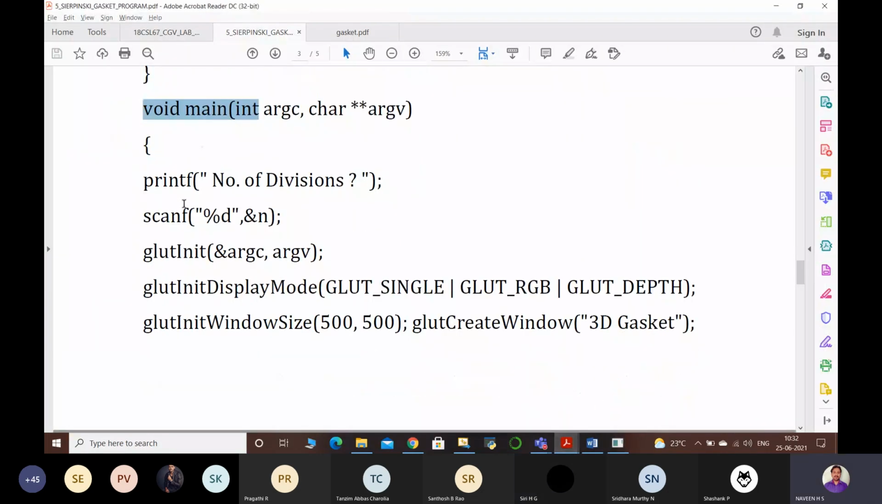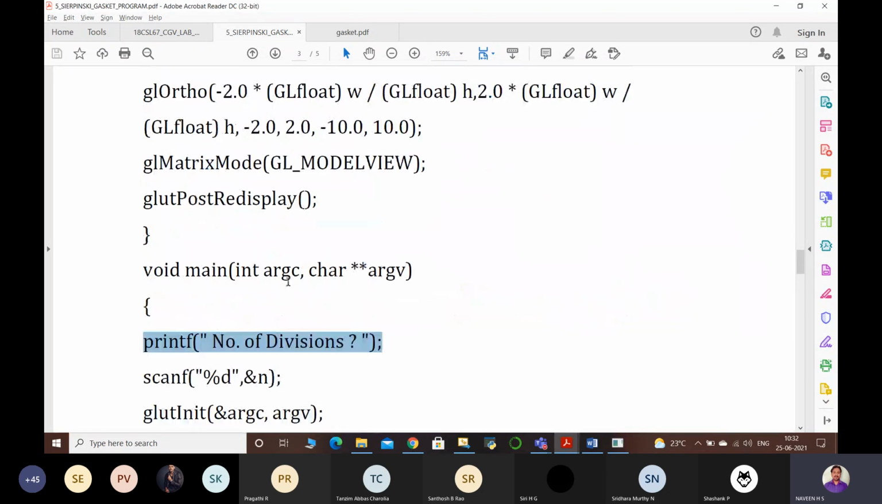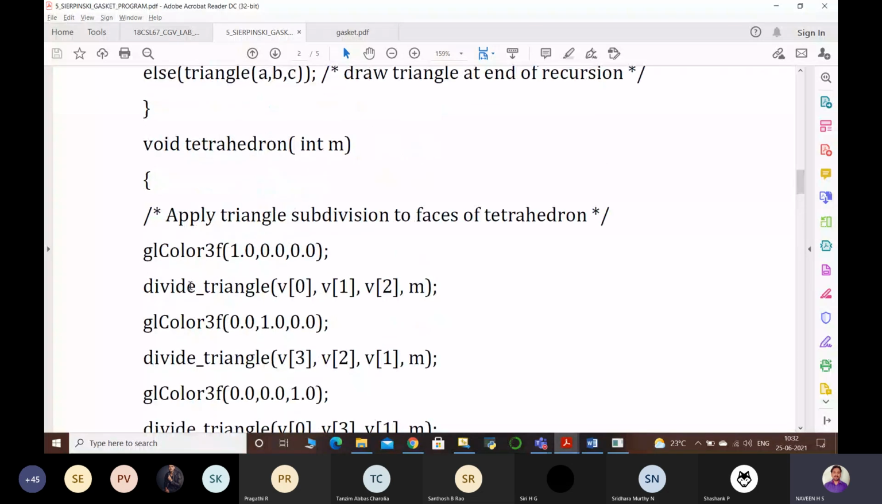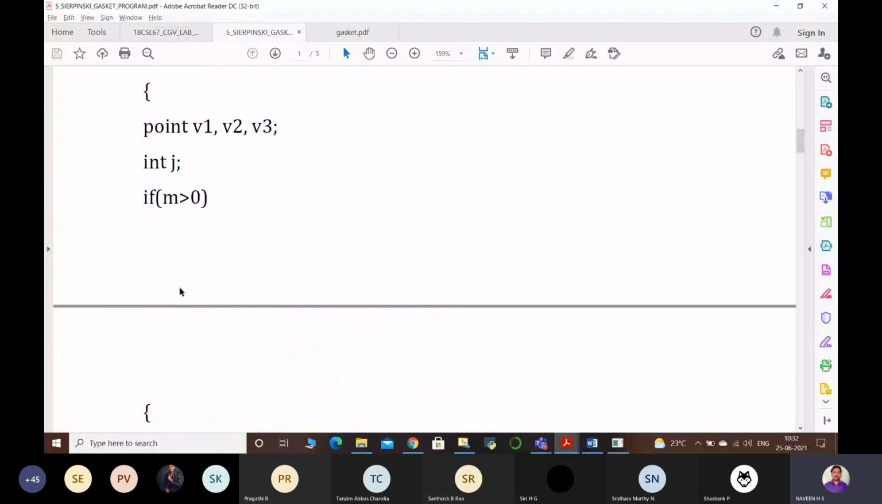See what it is asking: number of divisions. I have to specify the number of divisions, how many times my tetrahedron or triangle is going to be divided. Let's start with 0 only, because we have discussed two cases: one is 0 and another case is greater than 0. But 0 means the else part is going to execute, as I already told in this divide triangle.